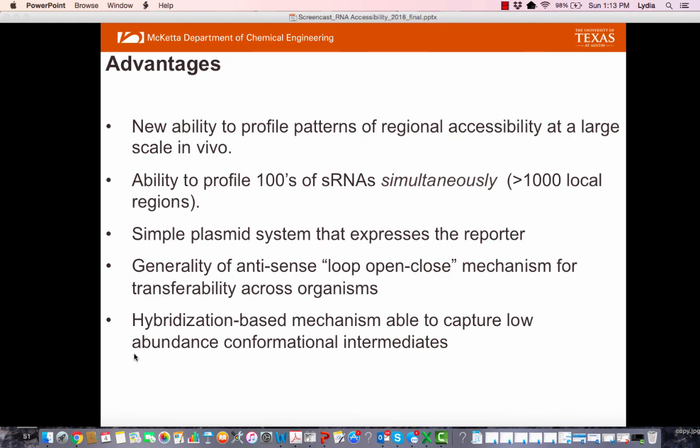In conclusion, we have designed a simple, convenient plasmid-based method that allows profiling of hundreds of RNAs simultaneously, corresponding to thousands of local regions within these RNA collections. An advantage is that the method is based on antisense hybridization, which could also be a mechanism that is highly transferable to other bacteria.